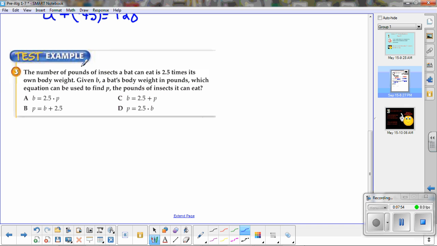Well, it says that the number of pounds of insects a bat can eat is 2.5 times its own body weight. Its own body weight is going to be B, because it says B is the bat's body weight. So the pounds of insects that it can eat is going to equal 2.5 times the bat's body weight, or choice D.